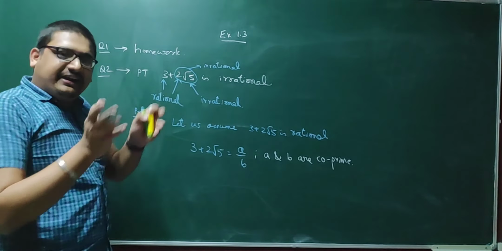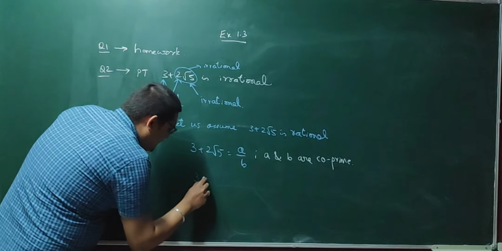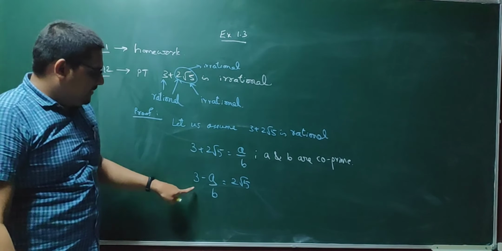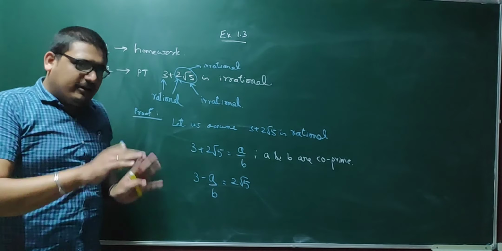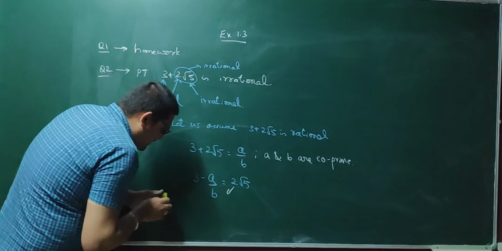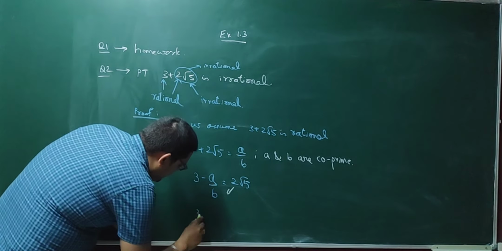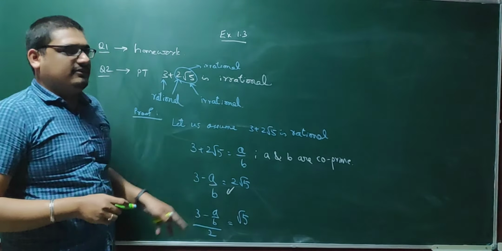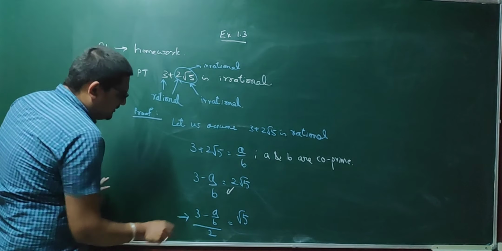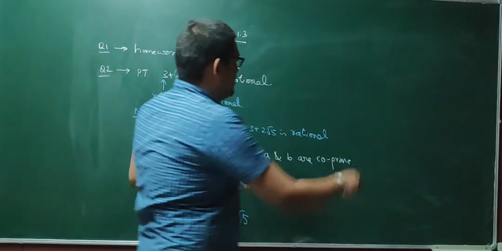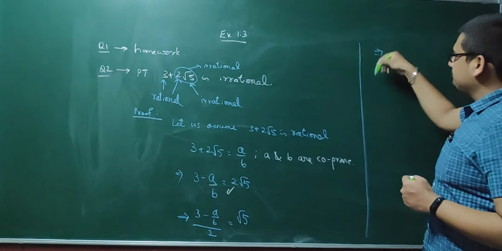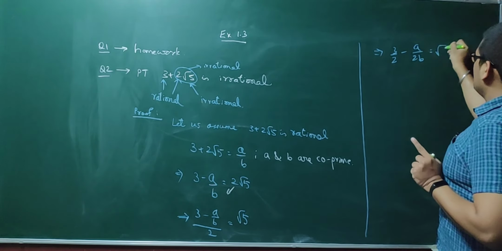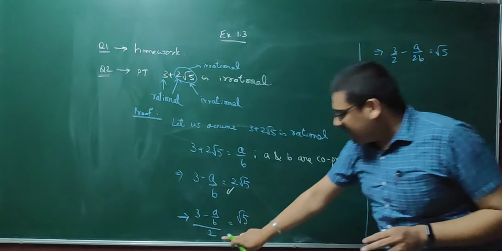Once I do this, I will rearrange. What do I do? See, 3 minus a by b is equal to 2 root 5. Am I right with this? 3 minus a by b is equal to 2 root 5. Now further, what I will do is take 2 to the LHS. Then what will happen? I will get 3 minus a by b, whole divided by 2, is equal to root 5. I hope everyone is clear with this. I have just written one extra statement here. That's all. So now, further I can say that 3 by 2 minus a by 2b is equal to root 5. I hope this is clear. I have just divided individual terms here.